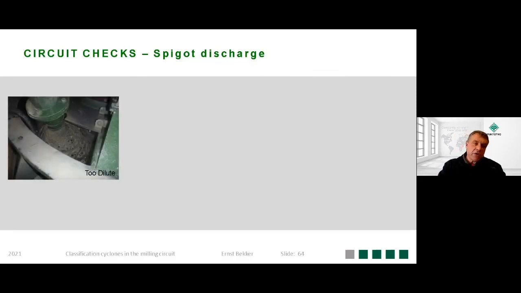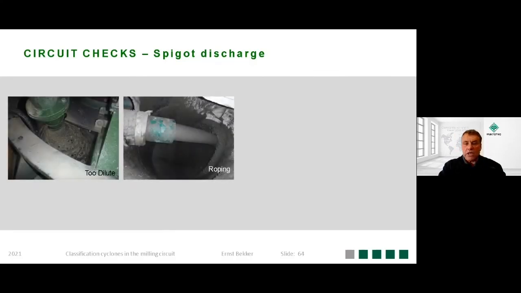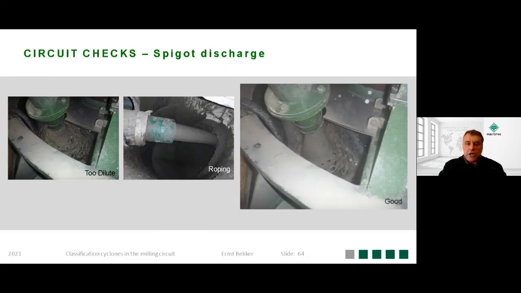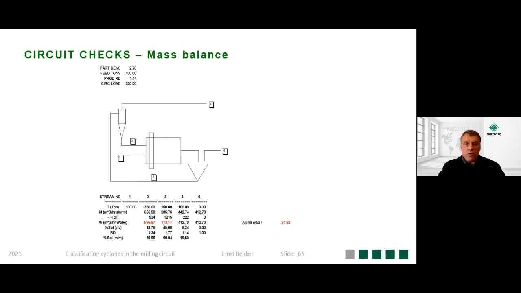Visual inspections of the underflow of the cyclone are quite useful. When the discharge is too dilute, no good. Roping also means coarse misplacement. Optimum discharge, that's what we are looking for.